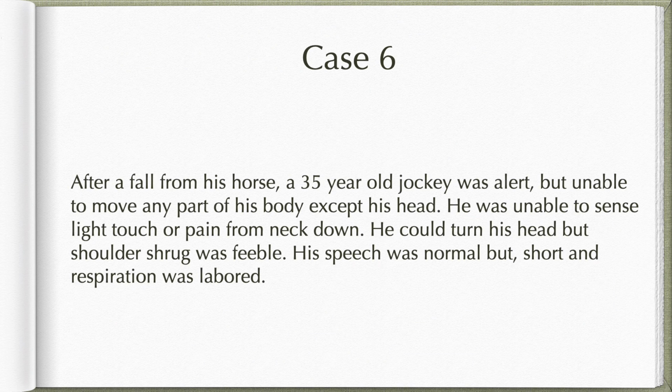Coming to the next case, after a fall from his horse, a 35-year-old jockey was alert but unable to move any part of his body except his head. He was unable to sense light touch or pain from neck down. He could turn his head, but shoulder shrug was feeble. His speech was normal but short, and respiration was labored.